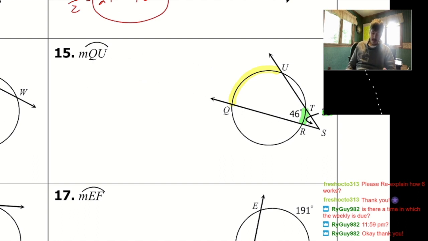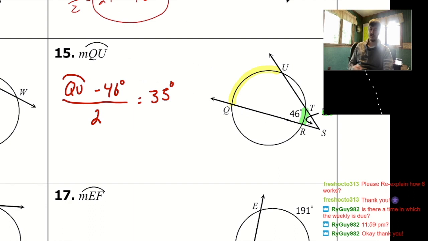We know that it's big arc, which in this case is QU. That's what we're looking for. But if you still subtract 46 from it, which tells us that arc QU has to be greater than 46. And then if you divide by 2, when we do this math, we would get 35 degrees. And then we just need to solve from here. We're going to throw that 35 over 1. We're going to cross multiply.